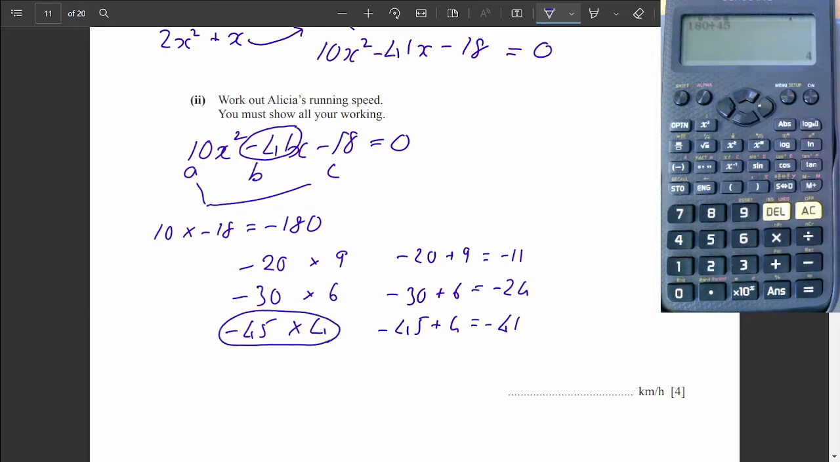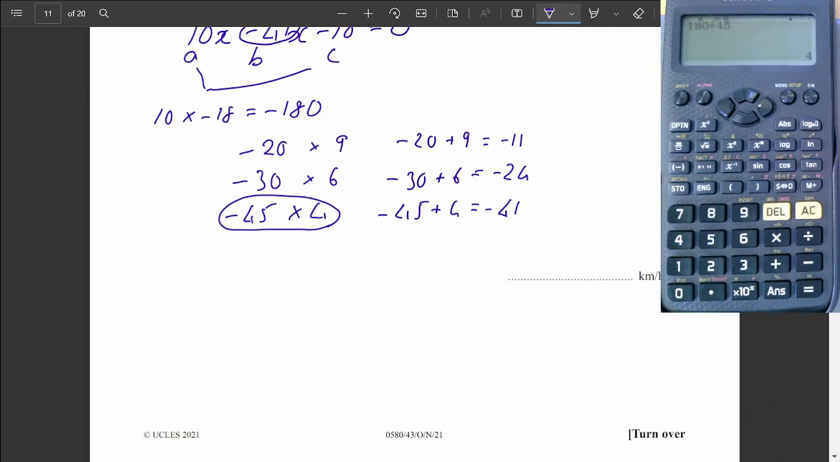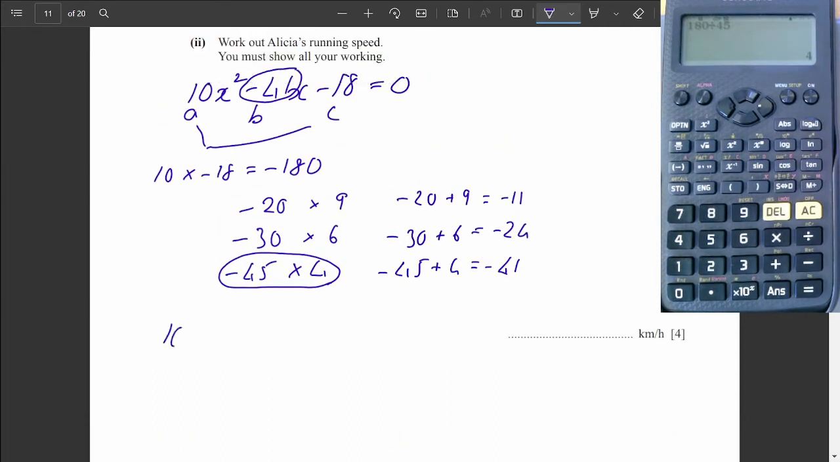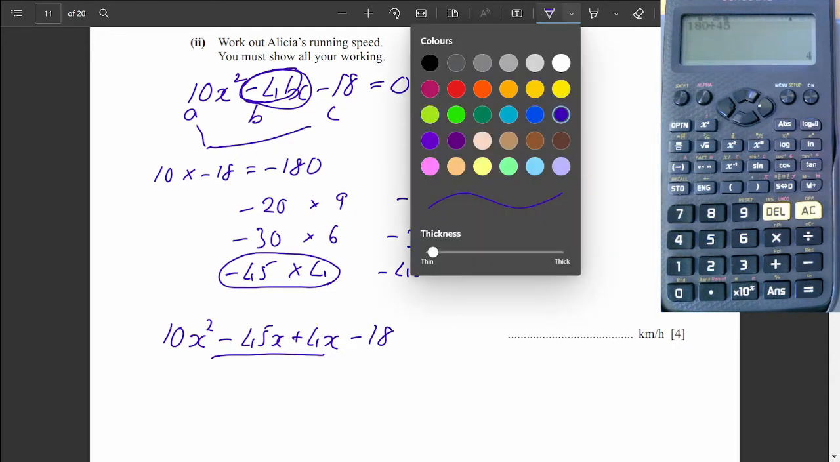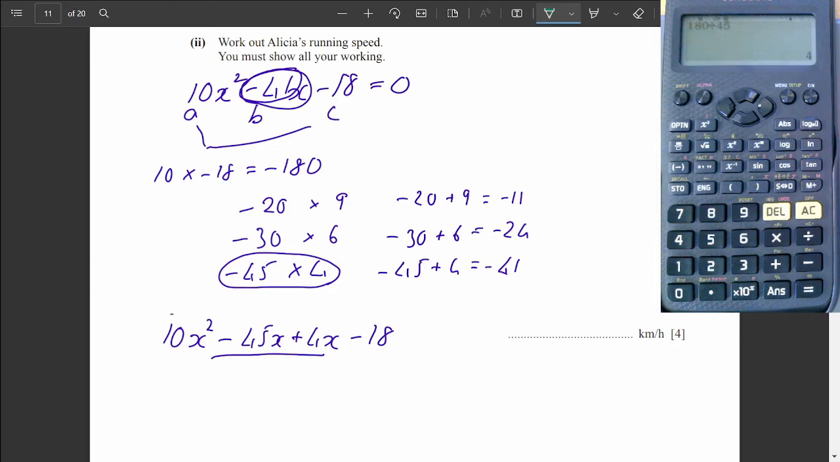Okay, so our next step would be to rewrite that equation and split the middle term into that. So we got 10x squared minus 45x plus 4x, because those two together will give me minus 41x, minus 18. What we can do now, let's bring some color in here. We can factorize this bracket and factorize that bracket.